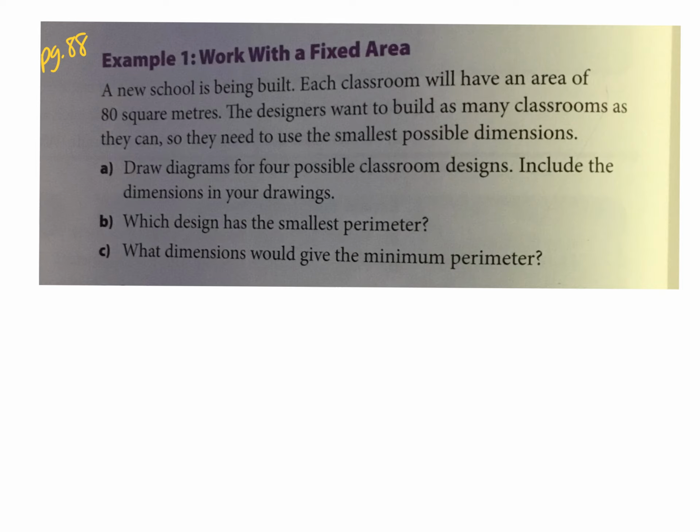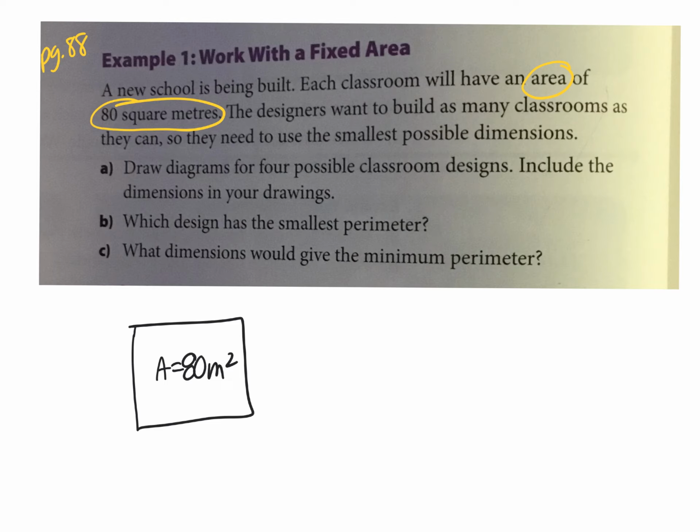So there's a new school that's being built, and each classroom will have an area of 80 square meters. So if this is a classroom, the area of that classroom is 80 square meters. We have to figure out 4 possible classroom designs.